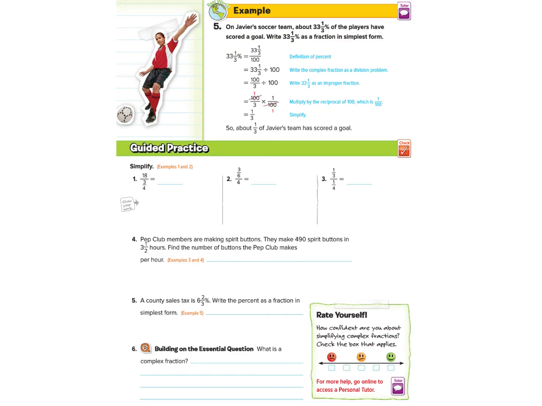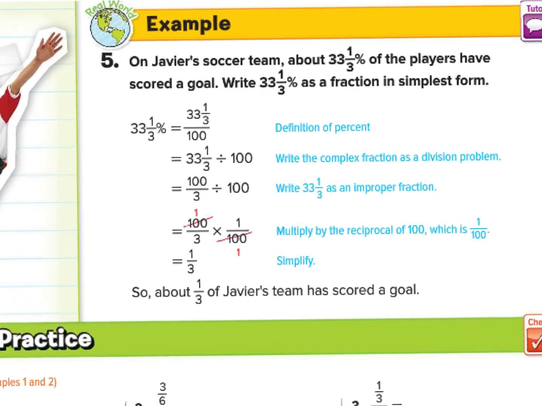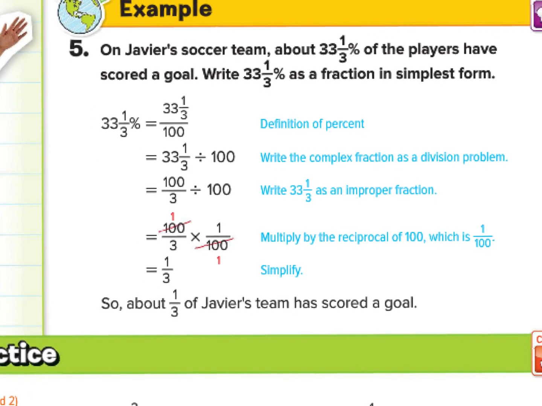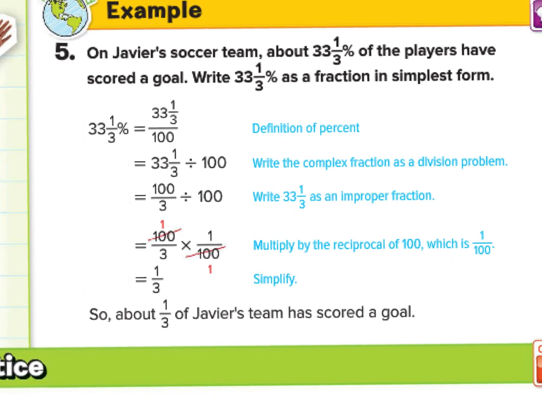And for the last example, please go ahead and read through it. You'll see that it's very much like the other examples we've had, except now we're working with percents, right? Percentages. On Javier's soccer team, about 33 1/3, so this is exactly 1/3 of 100%, of the players have scored a goal. Write 33 1/3 as a fraction in simplest form.